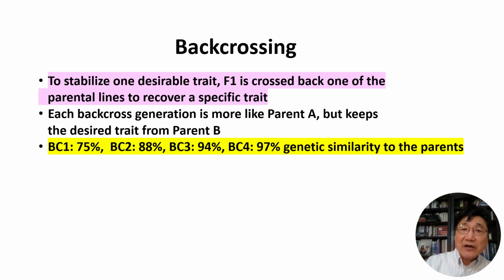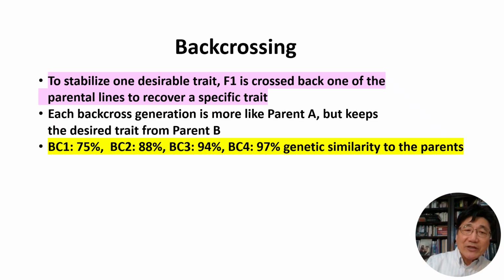Backcrossing is to breed a hybrid back with one of its parents, aiming to increase desirable traits from the parent while retaining a specific gene from the hybrid. Each backcross generation is more like parent A, but keeps the desired trait from parent B. The more backcrossing is performed, the higher the genetic similarity to the parents becomes, as shown below.